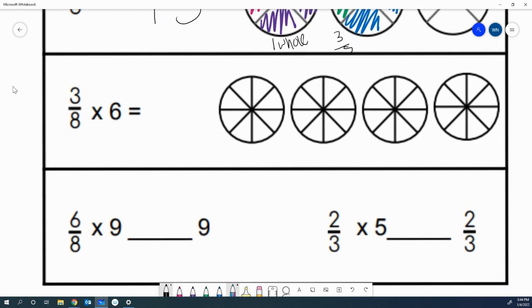For this one, I want you to try it on your own. You've got 3/8 times 6. So you're going to be coloring that 3/8 6 times. For this problem, you should have colored that 3/8 6 times. Let's go ahead and color 1, 2, 3. While I'm coloring, you should be checking your work.